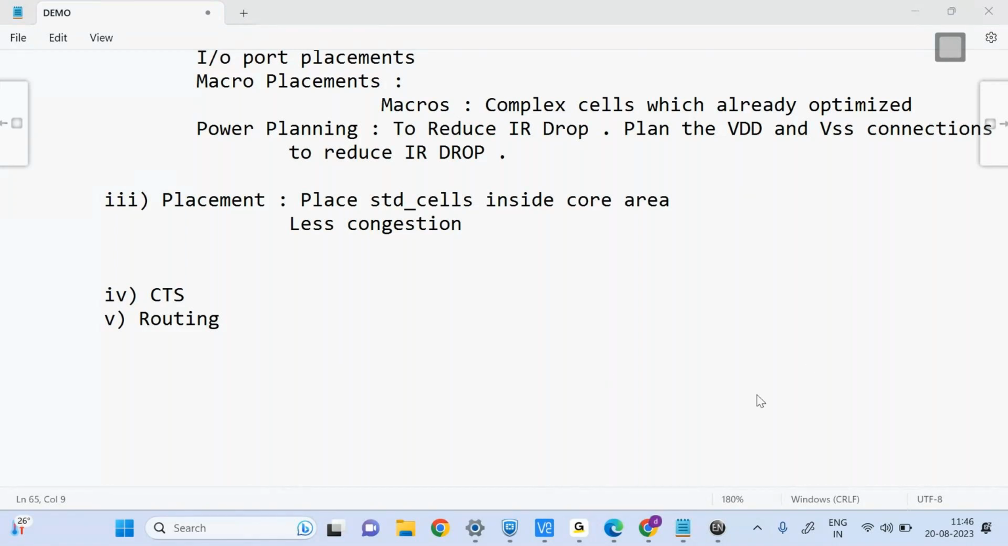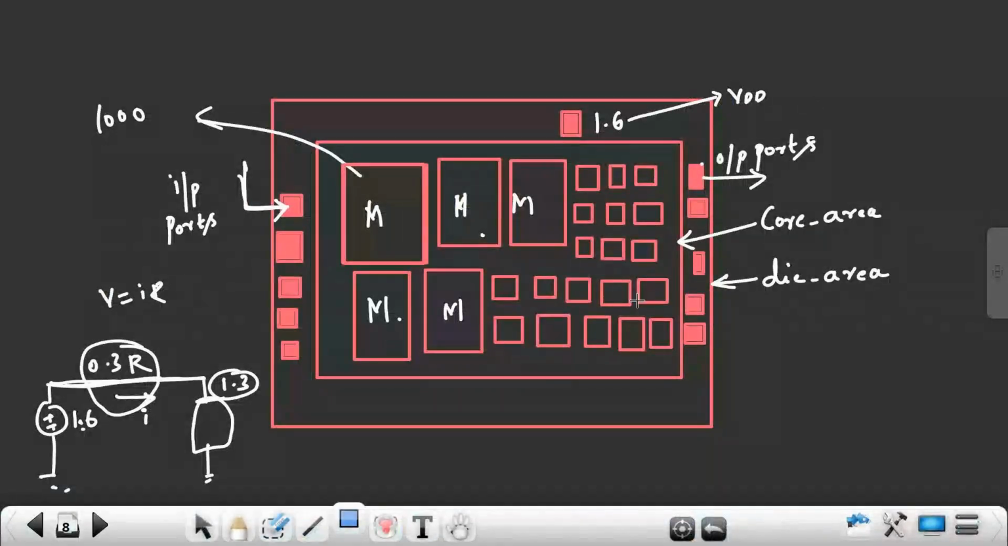Yes, sir. The count and information of standard cells we get from the netlist, and the layout for each and every standard cell present in the netlist, the tool will pick from the LEF file. For each standard cell in the netlist, it will pick the layout from the LEF file and place it inside the core area. My tool will start placing inside the core area.